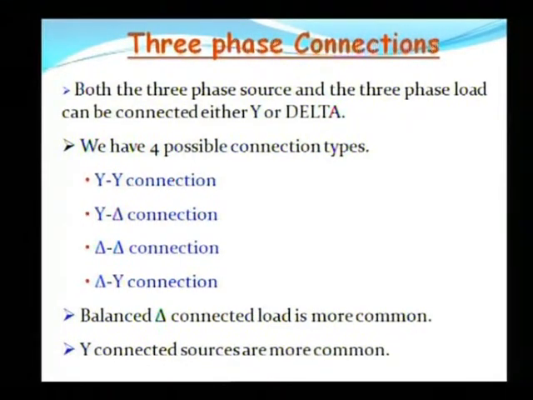The balanced delta connected loads are the more common. Generally, there are two types again, the balanced and the unbalanced. So if you want to perform a balanced three-phase circuit, then the preferred one is the delta connection. The Y connected source is just more common. So at the source side we prefer the Y connection, and at the load side we generally prefer the balanced delta connection.